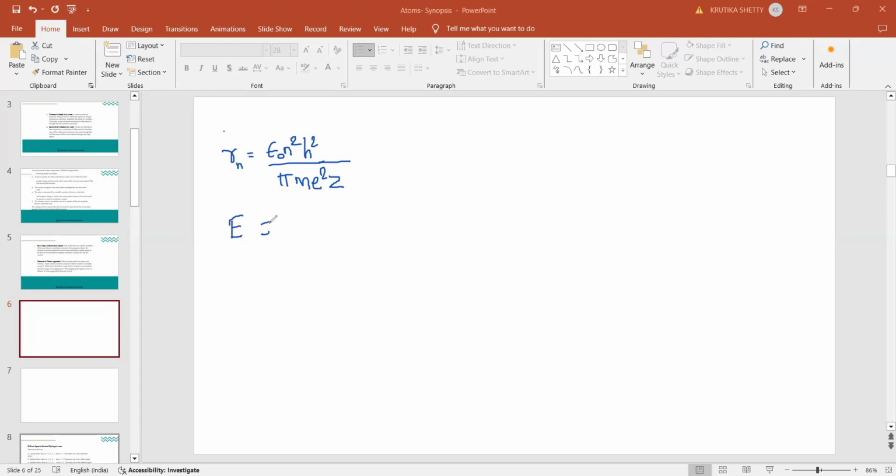The expression for the energy is given by minus m into e to the power of 4 z square divided by 8 epsilon naught square n square into h square. With respect to the orbit, meaning first orbit, second orbit, you can substitute the value of n. With respect to the atom, you can substitute the value of z. So this is for the energy. Other than this, the kinetic energy and total energy relation, we have discussed all that in the last class.